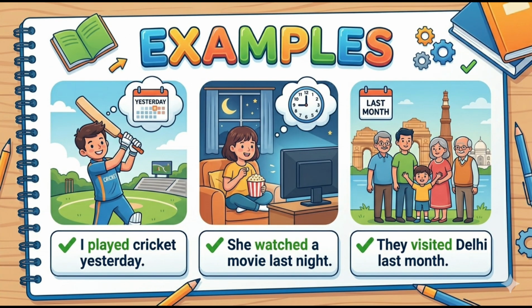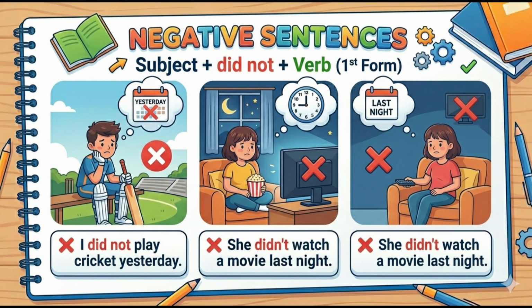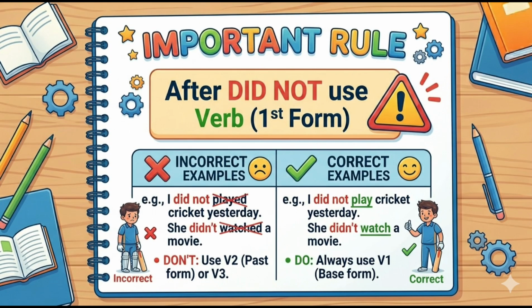Examples are: I played cricket yesterday, she watched a movie last night, they visited Delhi last month. For negative sentences, use the formula subject plus did not plus first form of verb. Examples are: I did not play cricket yesterday, she didn't watch a movie last night. Note that after did not we use the first form of the verb.